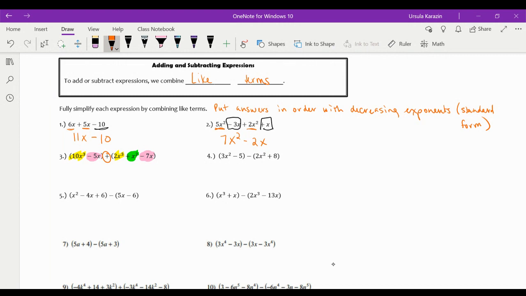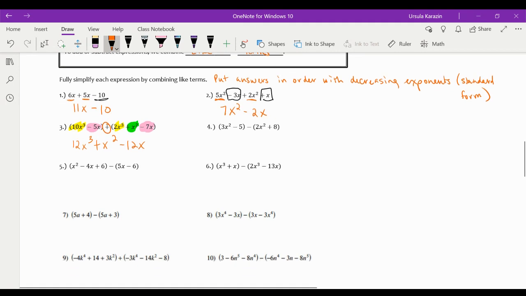Now notice again, the sign that's right in front of each term is what goes with it. And because there's a plus in the middle, I'm not doing anything special. I'm just combining a bunch of like terms. So I'm going to combine my 10x cubed and my 2x cubed and get 12x cubed. And then my green will come next so that I can keep them in order. There's nobody to combine that x squared with, so it will stay in x squared. And then I have a negative 5x and a negative 7x, which will give me a negative 12x.